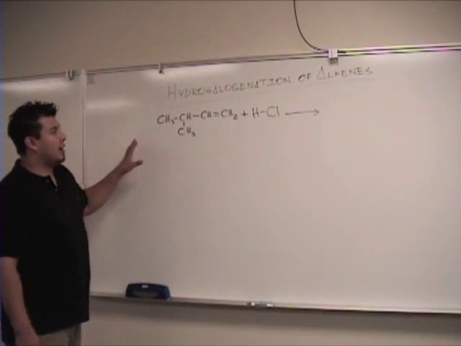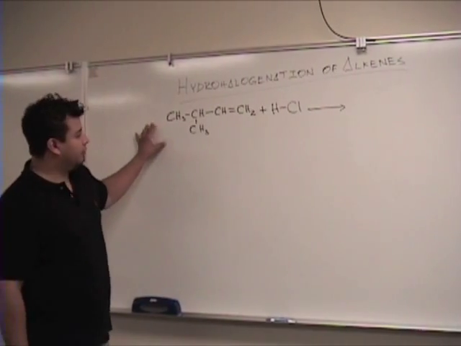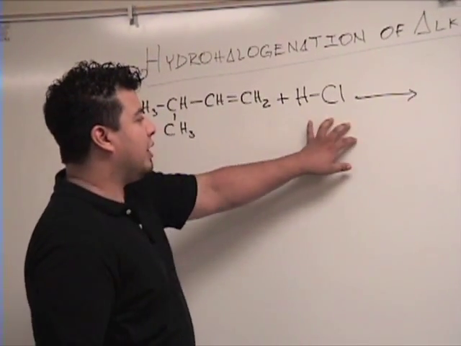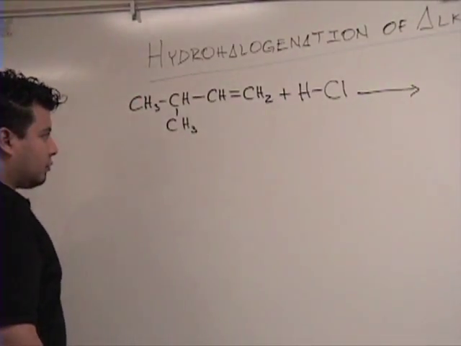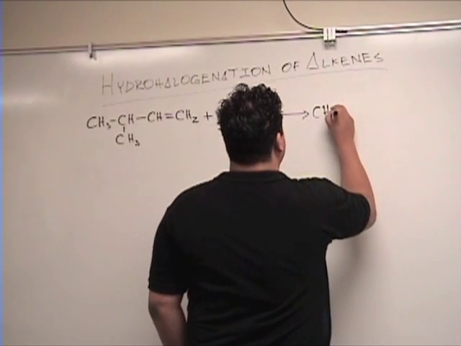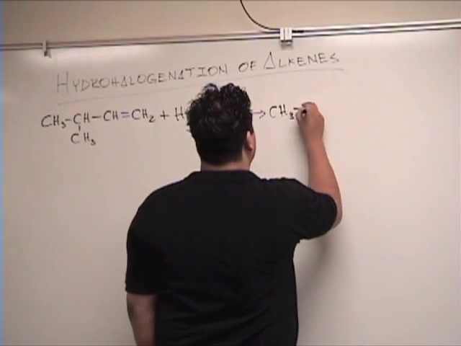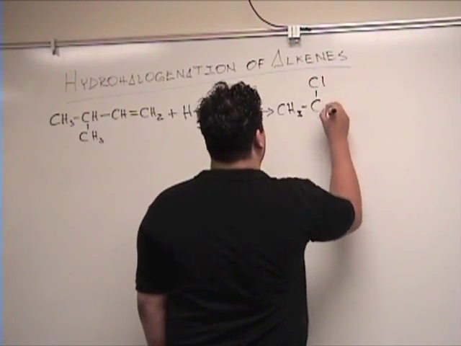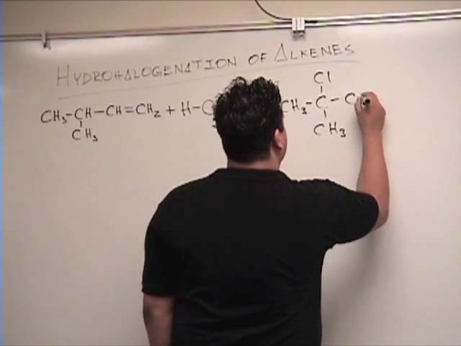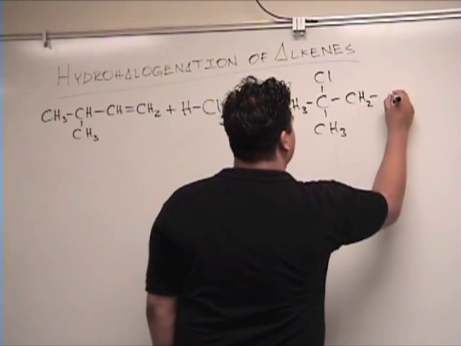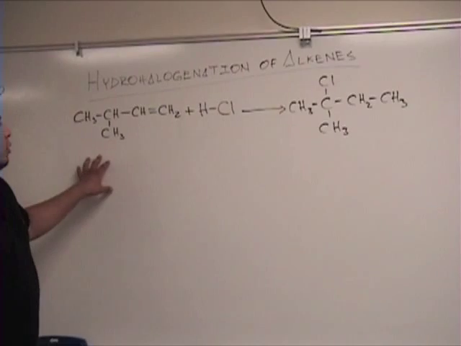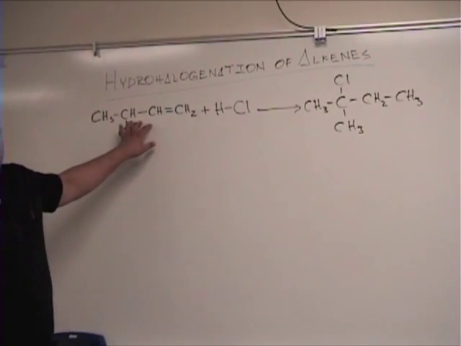Let me give you another example of hydrohalogenation of alkenes. We got our alkene molecule right here, and we have a hydrogen attached to a halogen. The expected result for this would be CH3, Cl, CH3, CH2, CH3. What happened here was a 1,2 hydride shift.